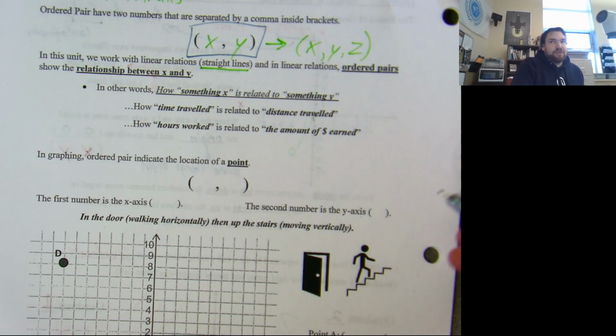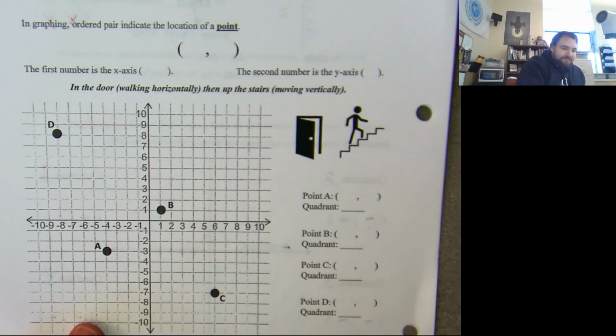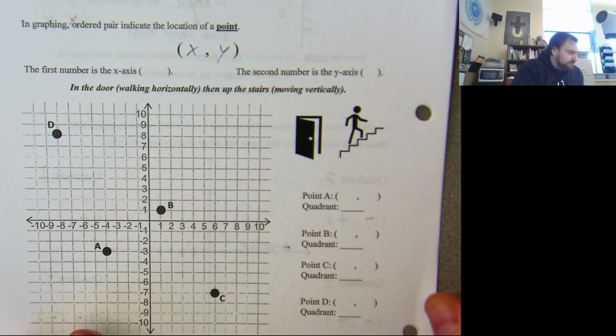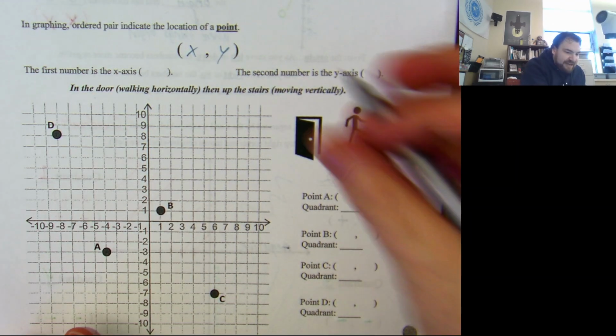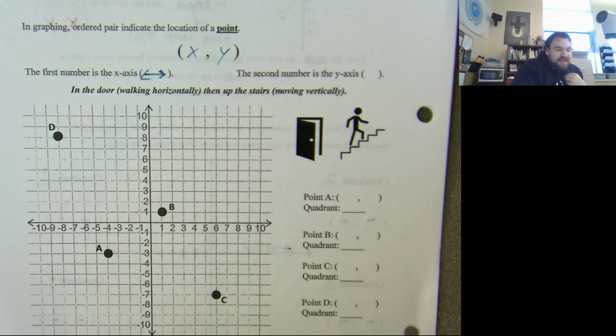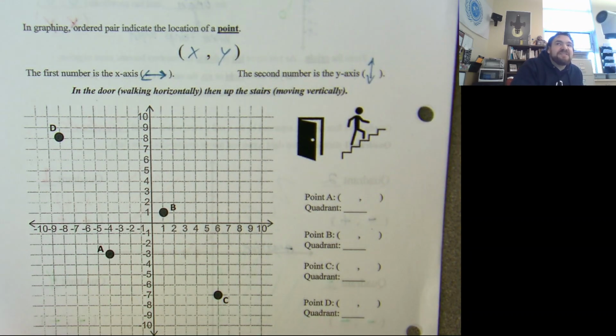So again, we're going to write this down so many times because students always forget. It always goes X, Y. The first number is the x-axis. It is the left and rightness of it all. The second number is the y-axis. It is the up and downness of it all.